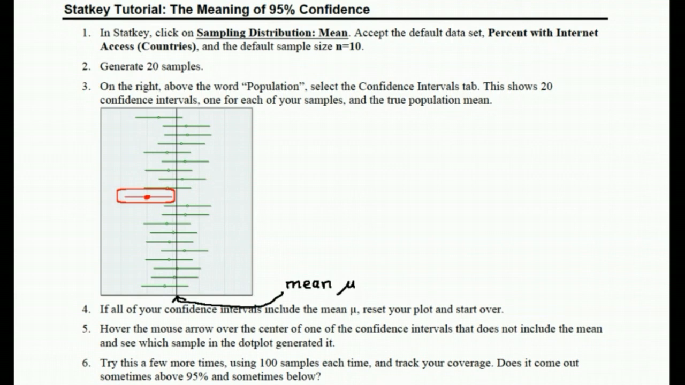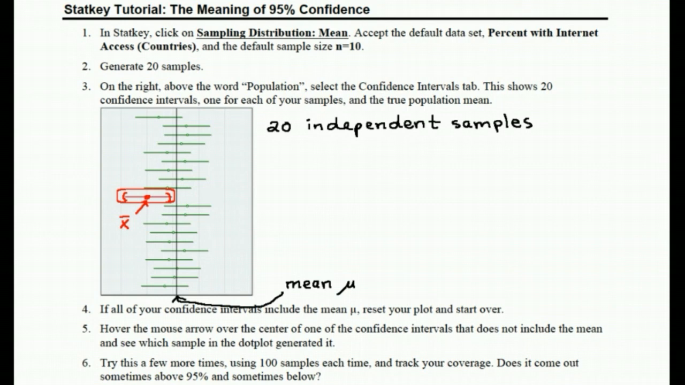So each of these intervals is centered at some sample mean x bar, and the margin of error gives us an interval. So an x bar along with a margin of error gives us an interval. Now in this case we have 20 independent samples, and therefore we have 20 different confidence intervals. And we can see that one of those 20 doesn't include the population mean mu, right?